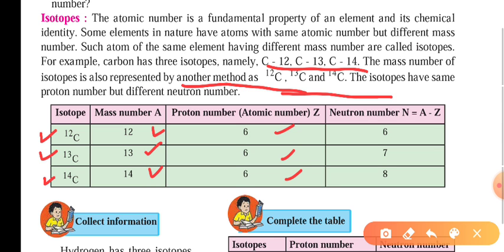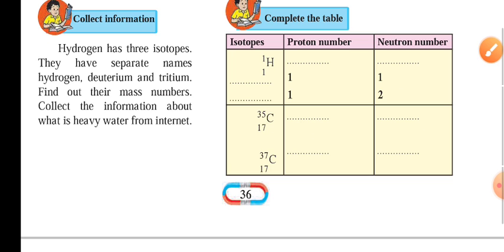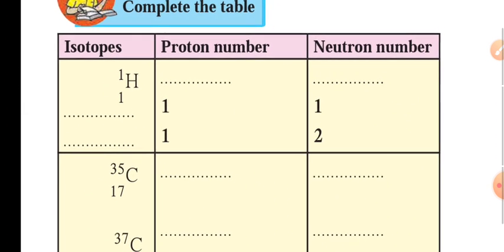And you can see here when we calculate, we get different numbers of neutrons in the different atoms. That brings the difference in the mass number, and elements which have different atoms with different mass numbers are called isotopes. You can see here they have also taken the example of the isotopes of hydrogen.